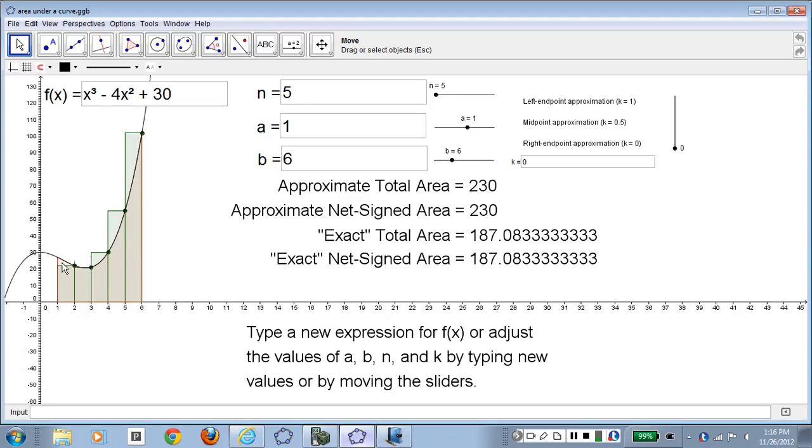This one looks like the first couple rectangles because the function's decreasing there. The right endpoint approximation will underestimate the area bounded by the curve and those little subintervals. But once it starts the uptick there, the rectangles will overestimate. So if we add up the areas of those 5 rectangles, it's 230. The actual area, given by calculating a definite integral, is 187.08. What if we do more rectangles?